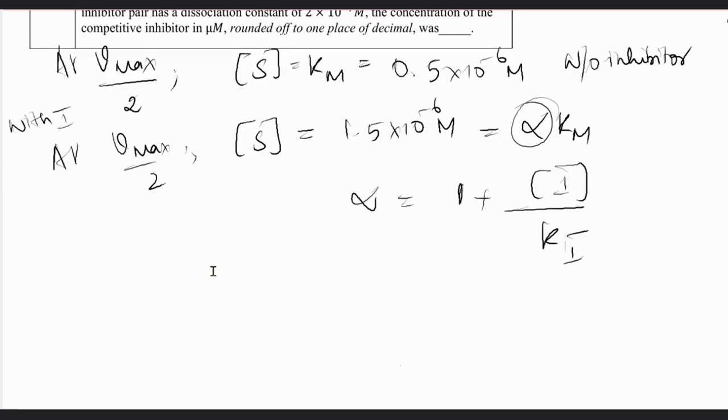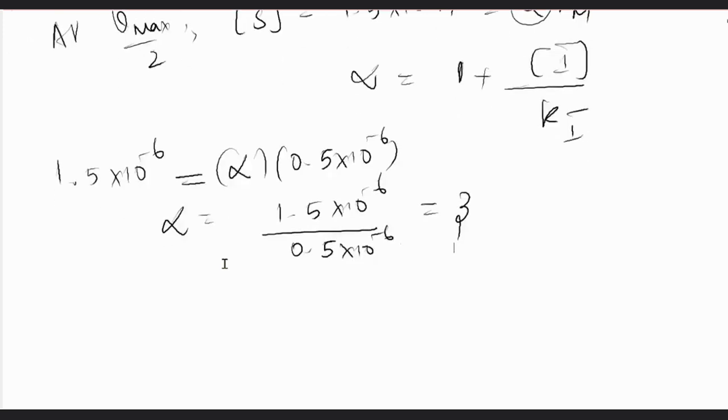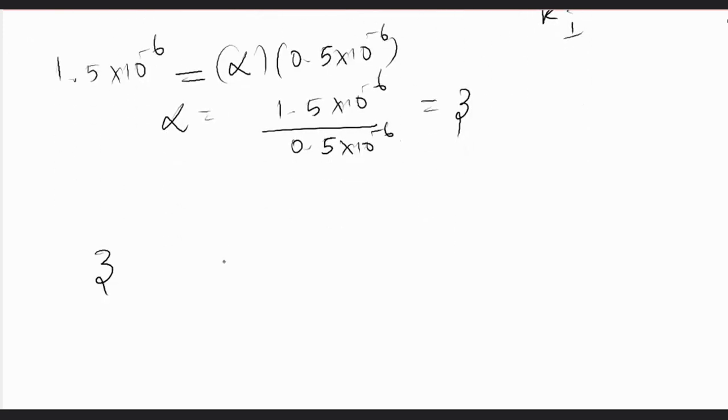Okay, so first of all, we should find out what alpha is. We know that alpha into Km is 1.5 into 10 power minus 6 molar, and Km is 0.5 into 10 power minus 6 molar. So now alpha is equal to 1.5 into 10 power minus 6 divided by 0.5 into 10 power minus 6. So that gives you 3. Now substituting in the equation, we have 3 is equal to 1 plus concentration of the inhibitor divided by the dissociation constant of the enzyme inhibitor pair, that is Ki, which is given by 2 into 10 power minus 7 molar.